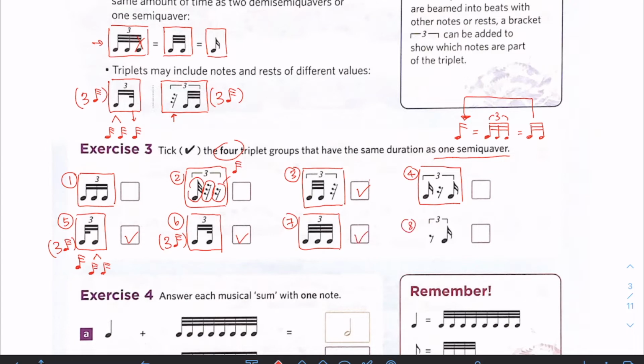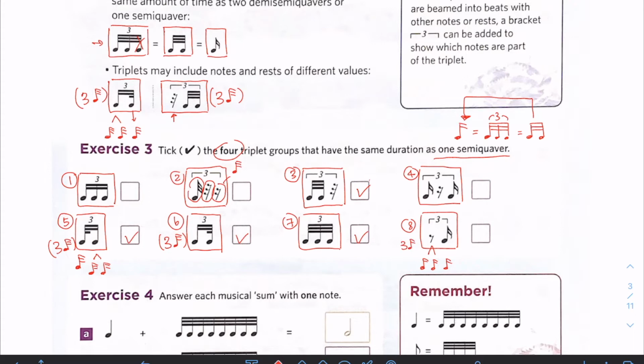And this is number 8. Here there is a quaver rest followed by a semiquaver note. Now the quaver rest can be split into 2 semiquavers. Together with the last semiquaver, there are 3 semiquavers here, which is not what we're looking for.